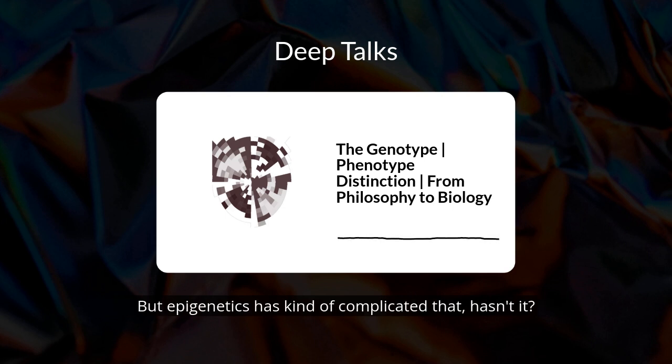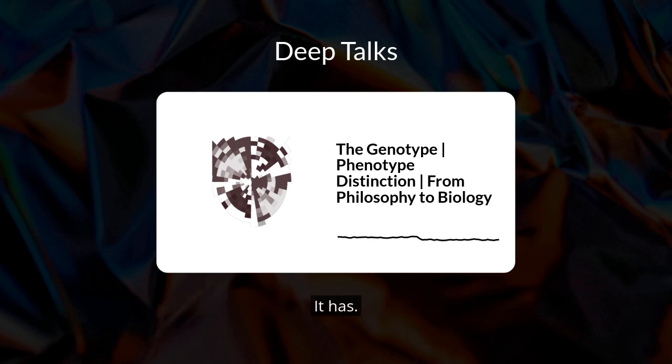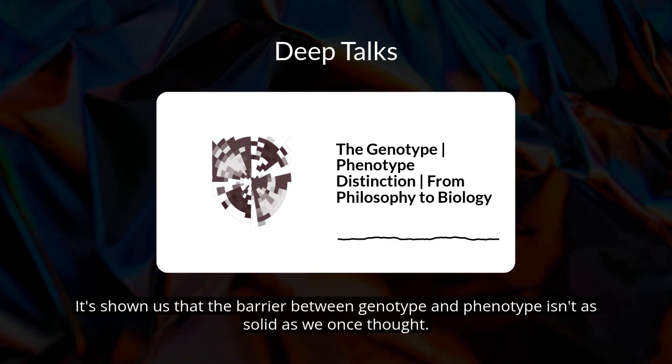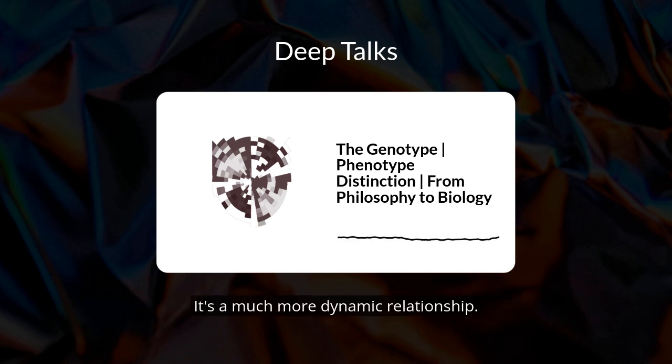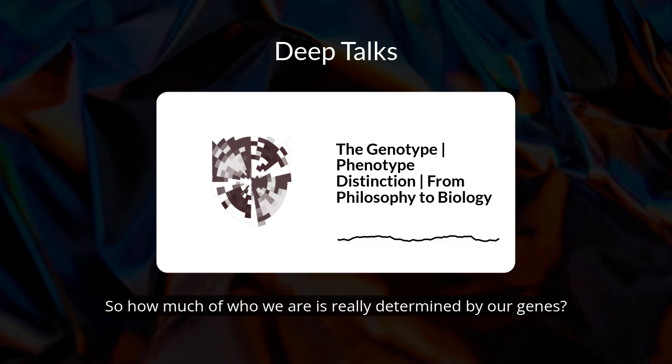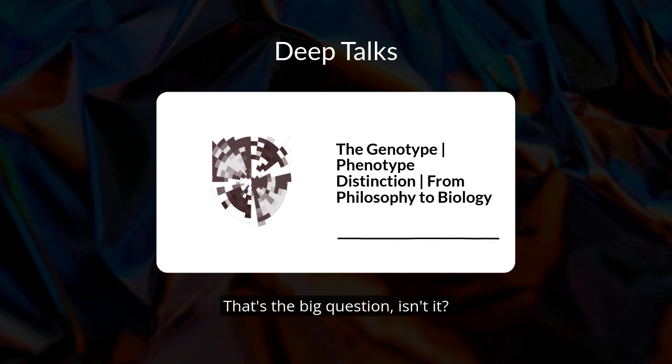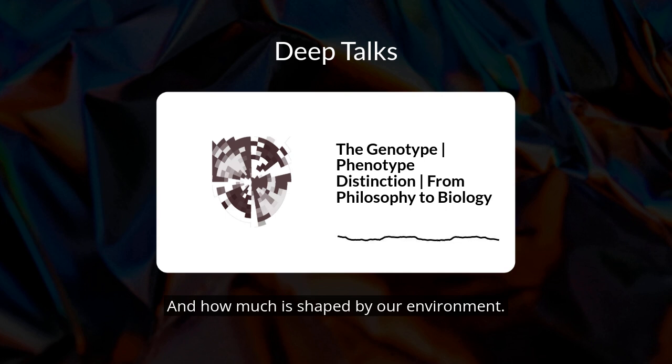But epigenetics has kind of complicated that, hasn't it? It has. It's shown us that the barrier between genotype and phenotype isn't as solid as we once thought. Right. It's a much more dynamic relationship. Yeah, it's like this ongoing conversation. So how much of who we are is really determined by our genes? That's the big question, isn't it? And how much is shaped by our environment?